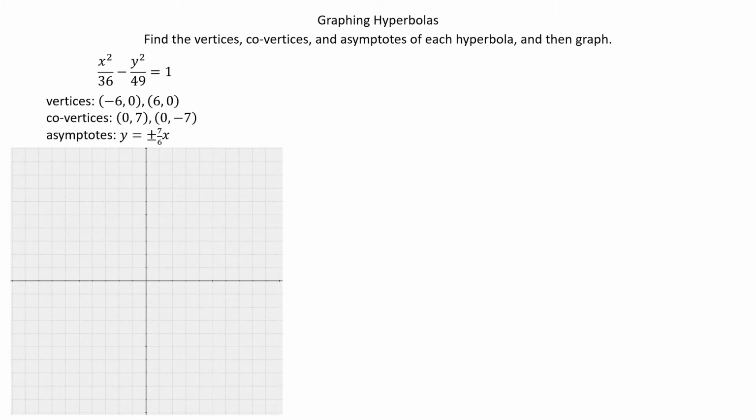So to graph this, we start with our center, and then our vertices in this case are horizontal, 2, 3, 4, 5, 6. Make a point. There we go. There's a point. 2, 3, 4, 5, 6. Our covertices, up and down 7. 1, 2, 3, 4, 5, 6, 7.